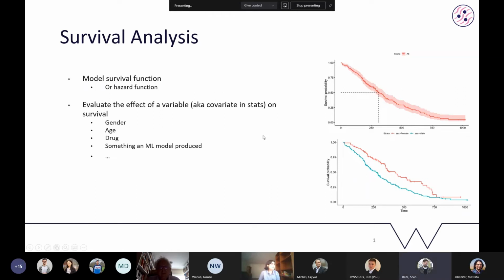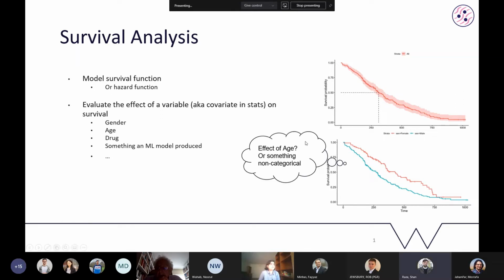Noor has just described how we can use Kaplan-Meier modeling for this purpose. If we have a categorical variable, we may divide our data into groups based on the categories of that variable, and then apply log-rank tests to see whether there is a statistically significant difference between the groups or not. And if there is, we conclude that there is an effect of that variable on survival.